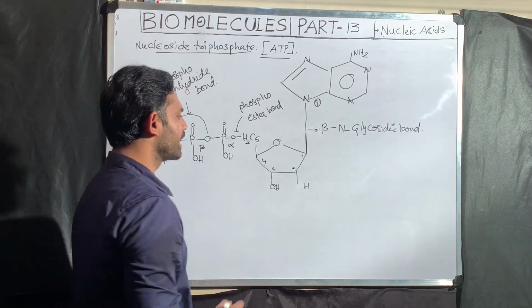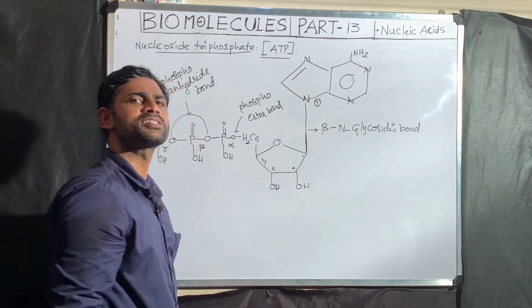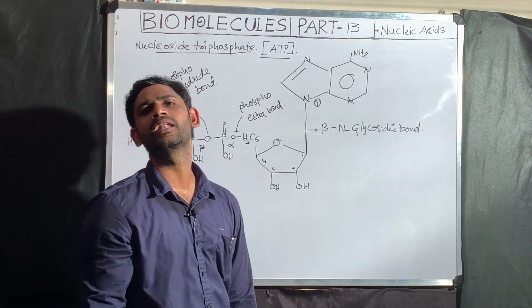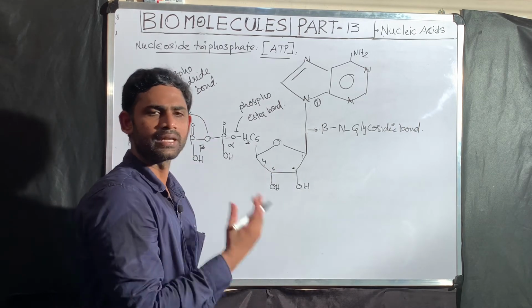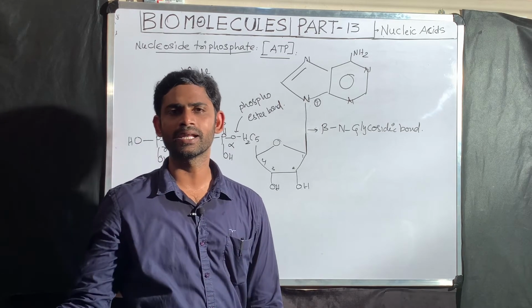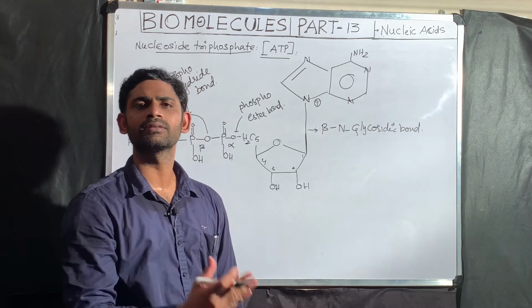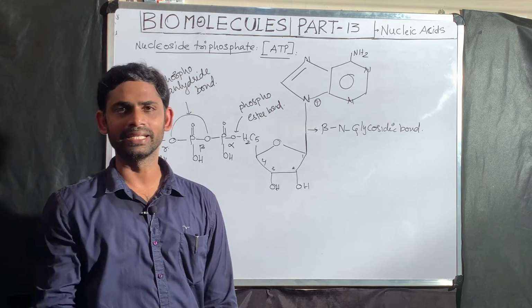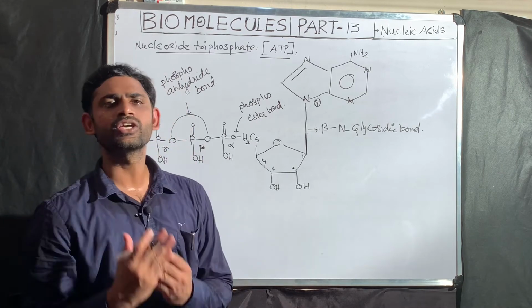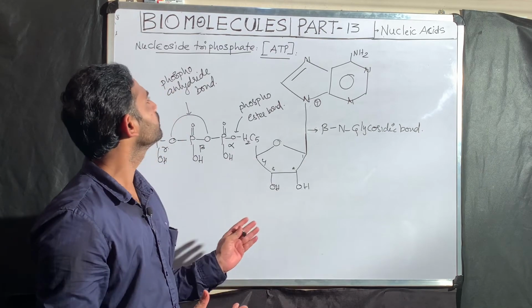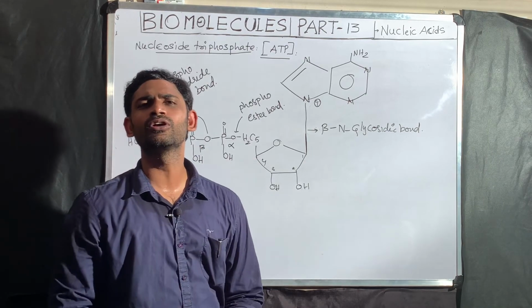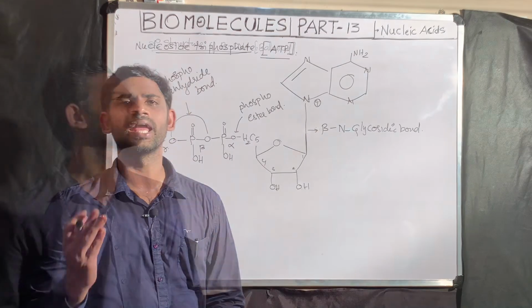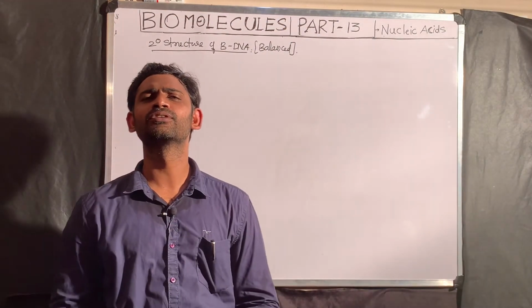That is why I said the fundamental structural difference between RNA and DNA is only the sugar. If it is a ribose, that nucleic acid becomes RNA. If it is a 2' deoxyribose sugar, the nucleic acid is completely different. That becomes a DNA. This is a general understanding of the bonds and the structure of a nucleoside triphosphate, explaining the general structure of a nucleotide.